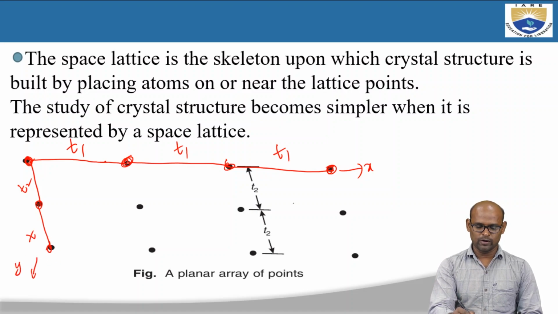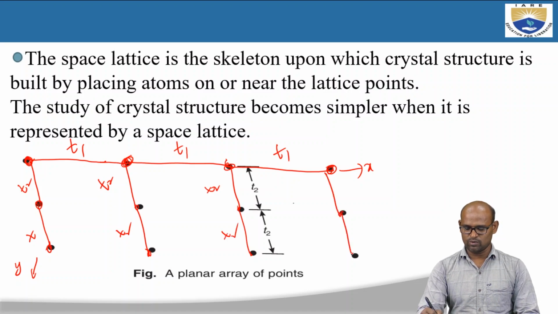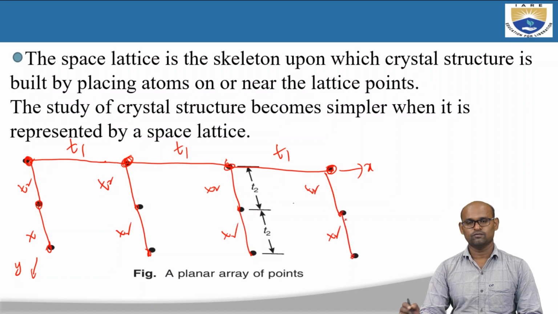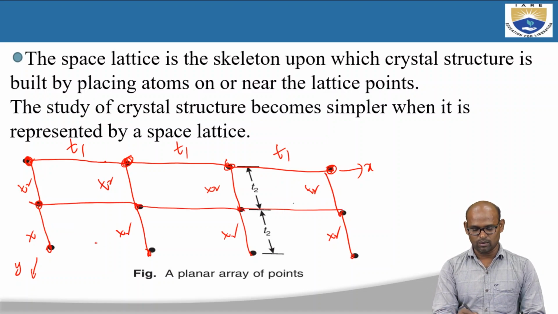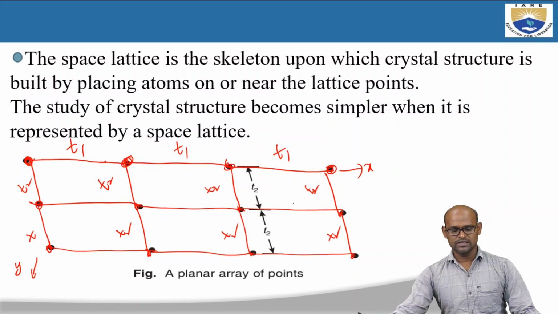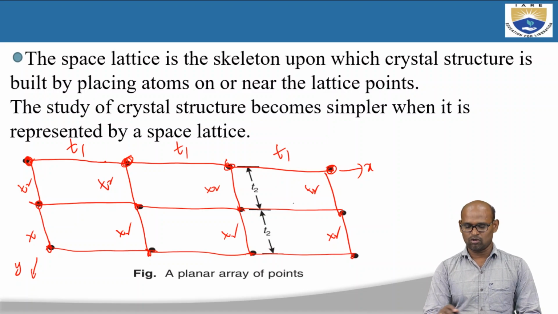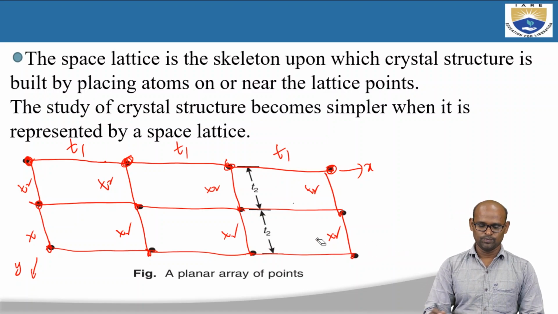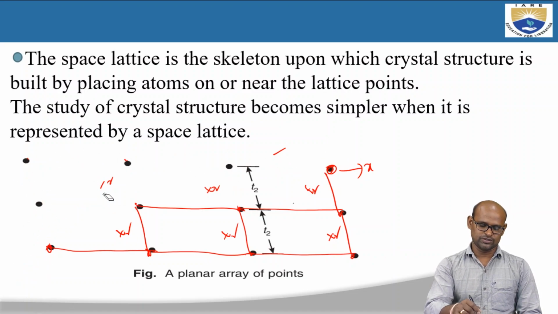From this point again I can generate a row of points using repeated translation. From this point I can generate another row of points using repeated translation t2. If I join these points, I get a plane of points in two dimensions. So this is a two-dimensional space lattice generated by translation used repeatedly along the x direction and y direction. This is how we generate the space lattice in two dimensions.